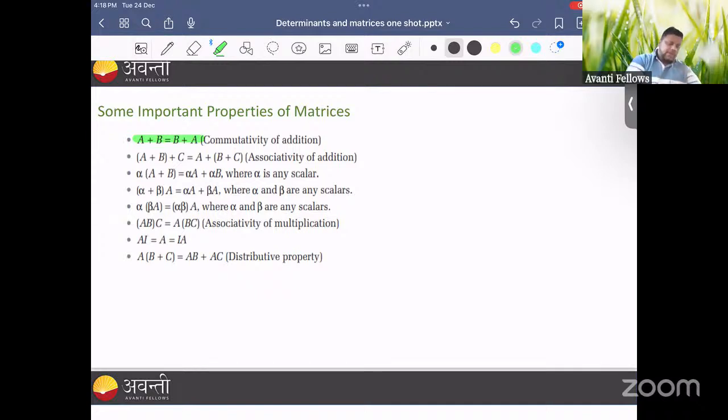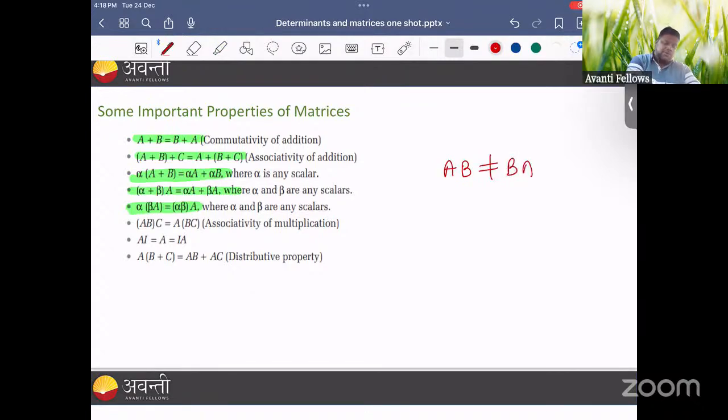Fine. Now, matrix addition is also associative, meaning A plus B, to which you add C, or A to which you add B plus C, is one and the same thing. Now, alpha times A plus B is alpha times matrix A plus alpha times matrix B, where alpha is any scalar. Alpha plus beta into A is alpha A plus beta A. Now, alpha beta into matrix A is alpha into beta A, where alpha and beta are two different scalars. Now, most important, matrix product is not commutative.